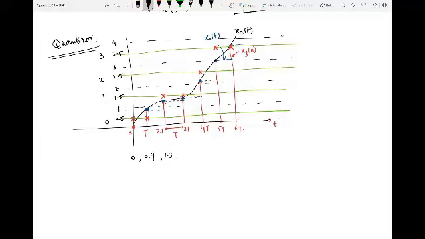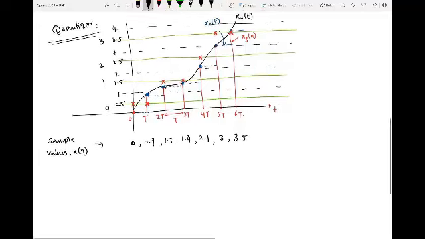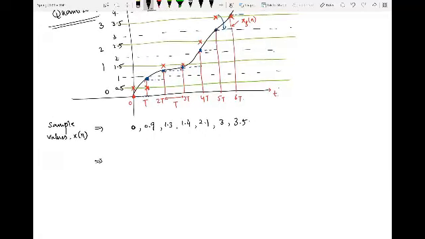The next one has 1.4, the next one has the value of 2.1, then the next one has the value of 3, and then it has got the value of 3.5. So these are sampled values denoted by x of n. Now what will the output of the quantizer be? We call it x hat of n.